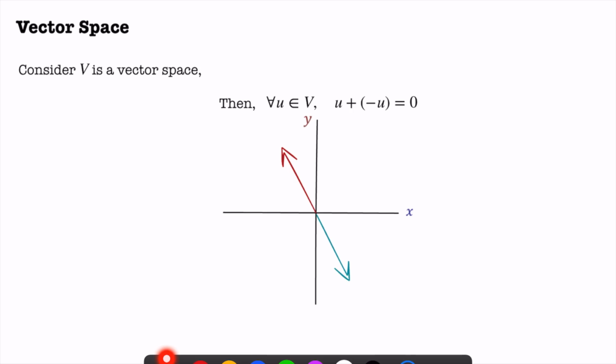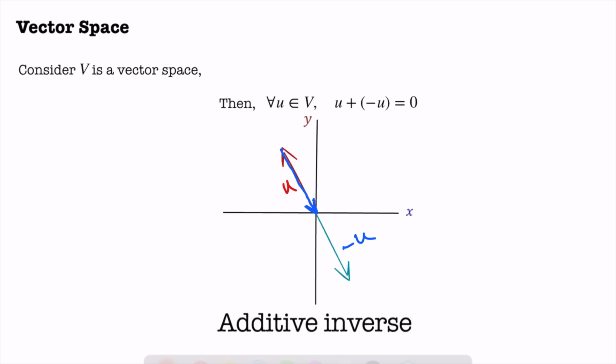Next, in any vector space, for all u in that vector space, u plus minus u equals 0, that additive identity. Now consider this is u, then this is minus u, right? So how do we add u and minus u? From the tip of u we will move in the direction of minus u, like this, and we will reach the 0 vector, right? So this is called additive inverse. So this minus u is the additive inverse.